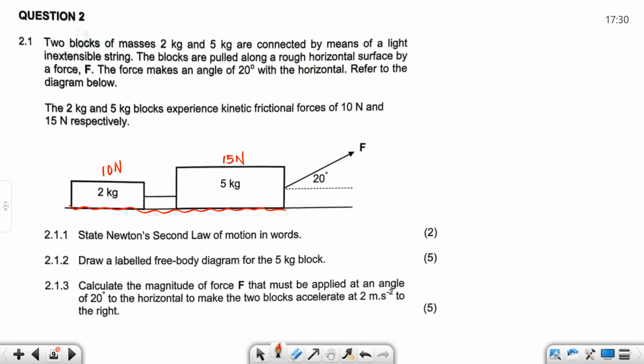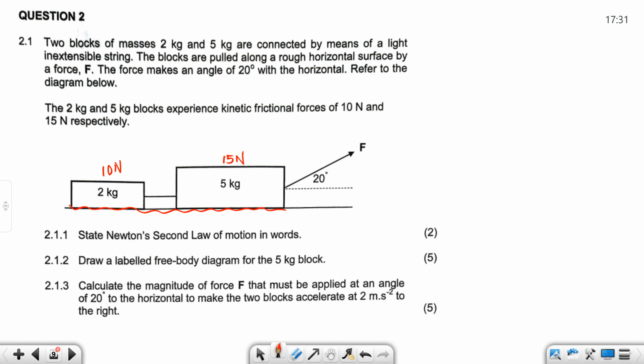There are a lot of factors that determine the magnitude of the friction. State Newton's second law in words. That's our national anthem when it comes. When a net force acts on an object, the object will accelerate in the direction of the net force, with an acceleration that is directly proportional to the net force and inversely proportional to mass. Everybody knows that. It's like writing your name in physics. Done.